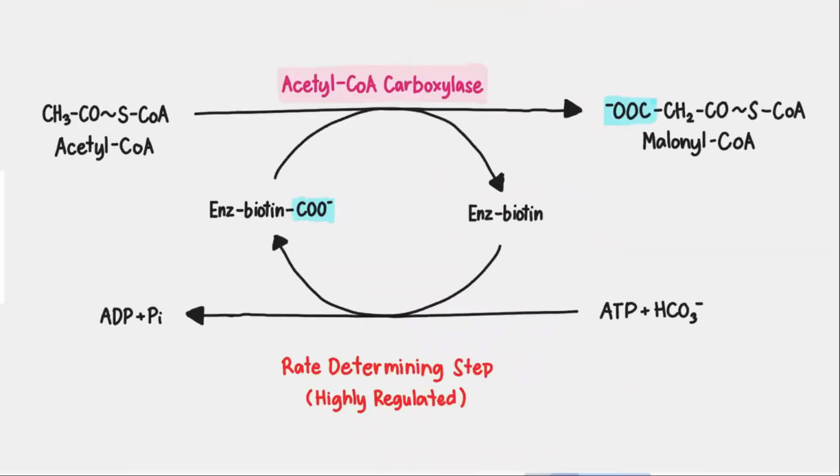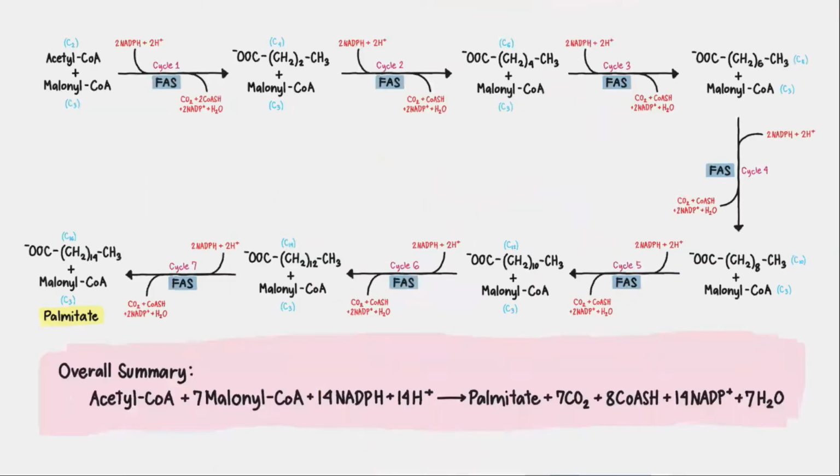So, for summary, here it is. As I said earlier, there are 7 cycles involved in the lipogenesis. So starting from acetyl-CoA and malonyl-CoA, it will form the 4 carbon unit acyl chain. So in this process, we needed 2 NADPH and 2 H plus, and it generated CO2, 2 CoASH, 2 NADP plus, and H2O.